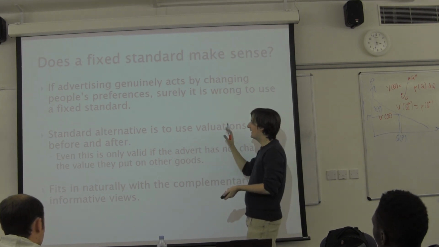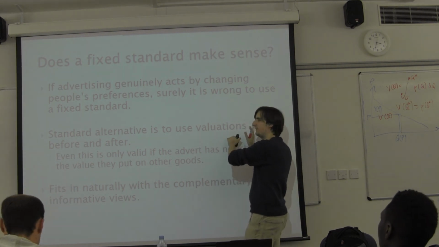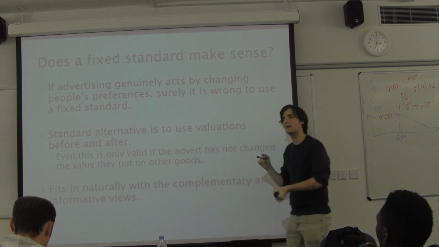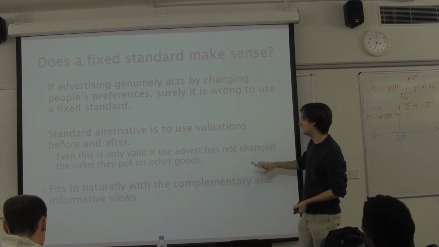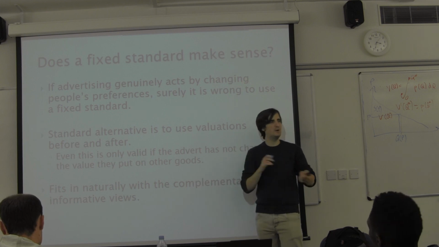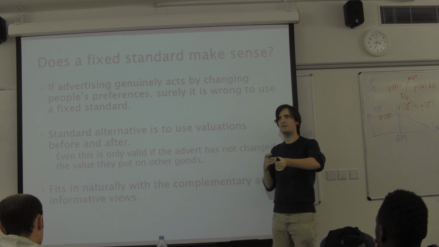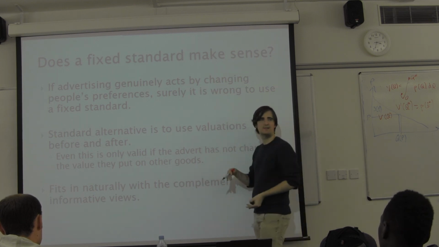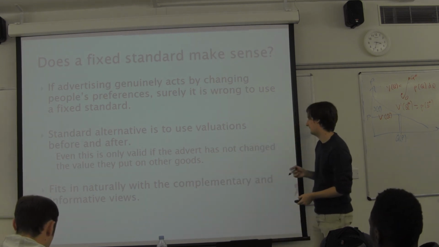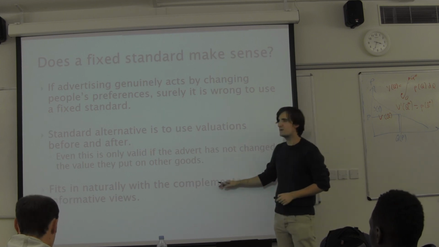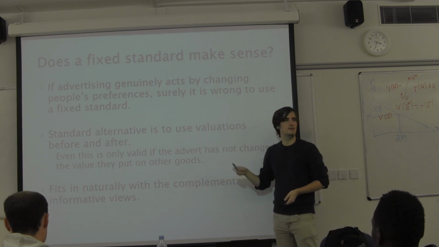Okay, so the standard thing to do is to use the consumer valuations both before and after they see the good. And this is going to be valid as long as the advert doesn't change the value they put on other goods. Okay, so if an advert makes you like one good but dislike another, then the analysis would be a lot more complicated. So with the complementary and informative views, this is going to be the right thing to do.